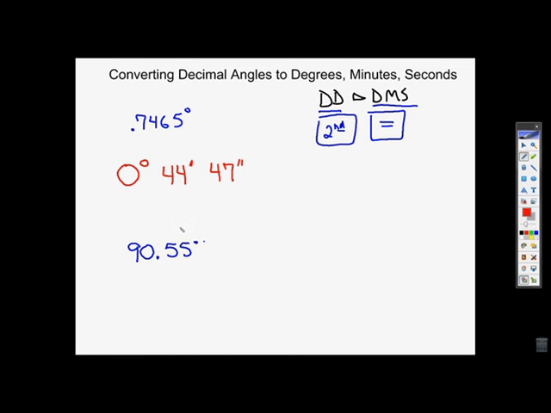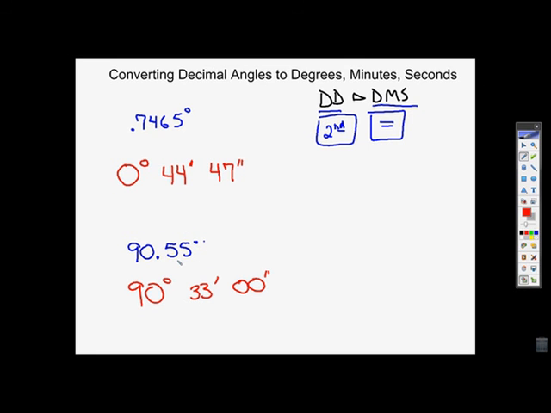Let's look at this second one here, 90.55 degrees. I punch that in the calculator, 90.55, second function, hit the equal key, and then it spits out my degrees, minutes, and seconds. 90 degrees, 33 minutes, 0 seconds.